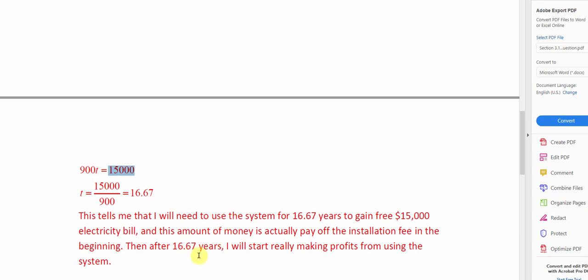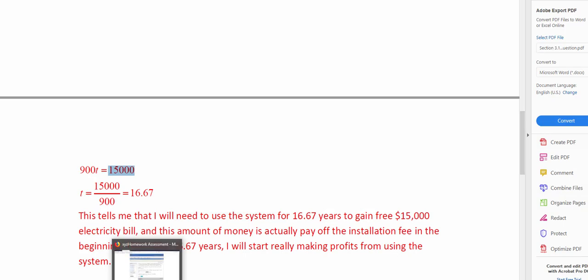So after 16.67 years of using the solar panel, instead of paying $900 per year, you actually get to $15,000, and that is the time when you get enough money to equal the amount you paid in the beginning. After that time, around 17 years, every year of using the solar panel is money you are actually gaining. Okay, so that's the question for this one, 3.1, question 10.